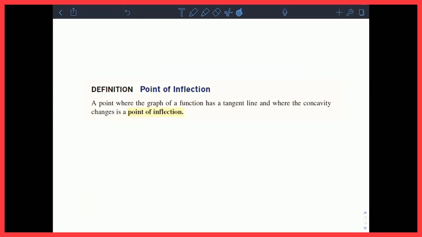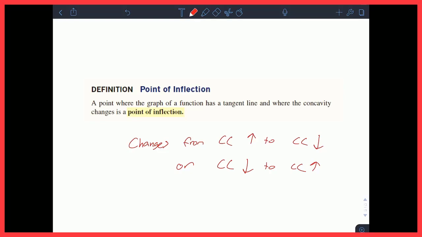A point of inflection is known as a change in concavity, okay? So a point of inflection is basically when something changes from concave up to concave down, or concave down to concave up. So it's kind of like when we had a sign chart of the derivative when you look for extrema. It's a very similar thing here: you're making sign charts for the second derivative and you're looking for a change in concavity.